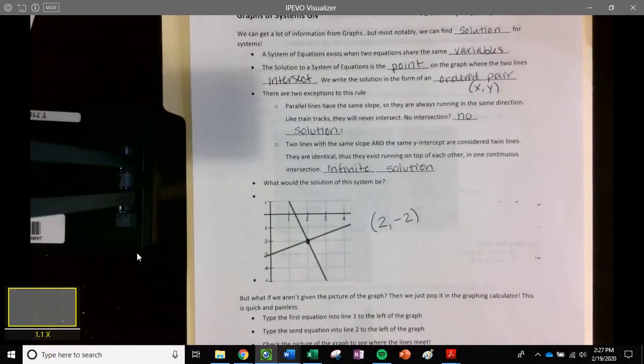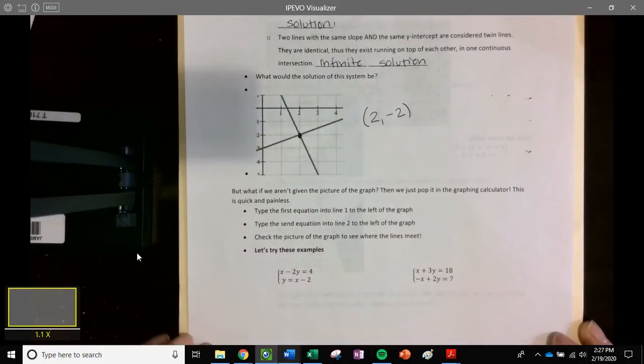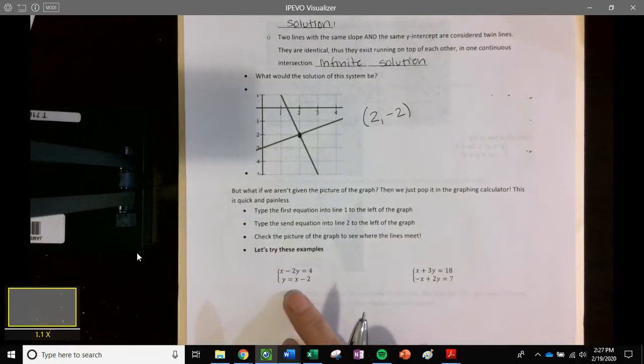Pretty straightforward. Okay, but there might be times when you're not given a picture of a graph and instead you're given the system and asked to figure out the solution graphically. So figure out using a graph what the point of intersection is. There's also going to be times when you're asked to solve algebraically, and we're going to talk about those methods in class over the next few days.